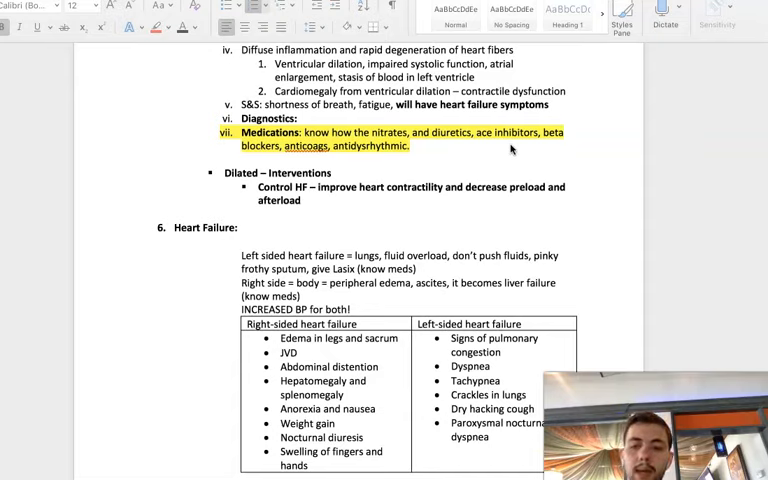Diagnostics: you can do an EKG, ESR, CRP, troponin, all these tests that I mentioned earlier. Medications: nitrates, diuretics, ACE inhibitors, beta blockers, anticoagulants. For dilated cardiomyopathy interventions, you basically just control the heart failure, because it improves the heart's contraction and decreases the preload and afterload.